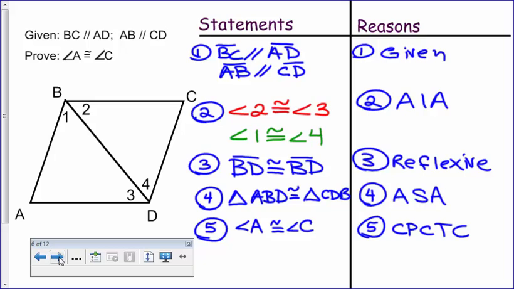All right, to continue on, we've got a reflexive property that BD is congruent to itself. So far we've got 1 and 4, 2 and 3, and BD, which gives us enough to prove that the two triangles are congruent by angle, side, angle. And last but not least, angle A is congruent to angle C because of CPCTC.